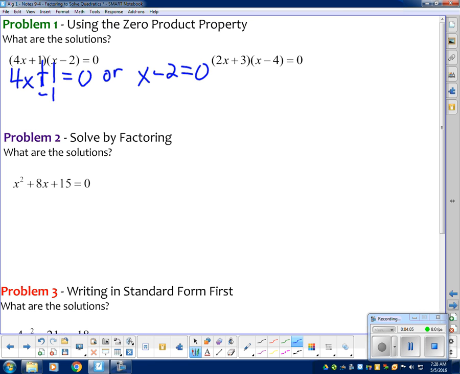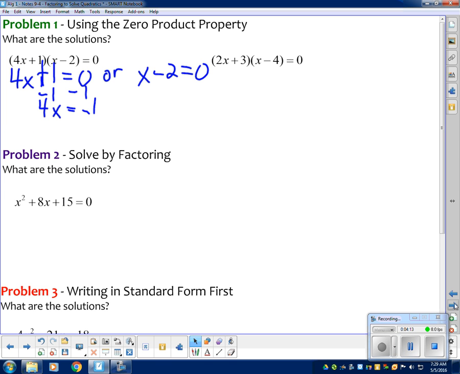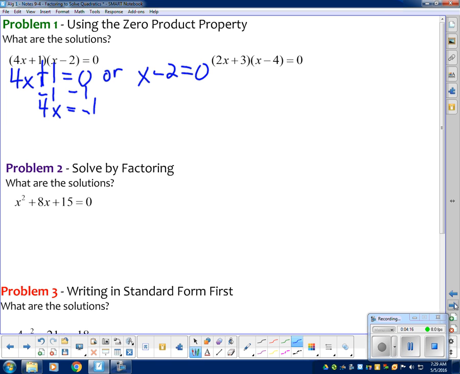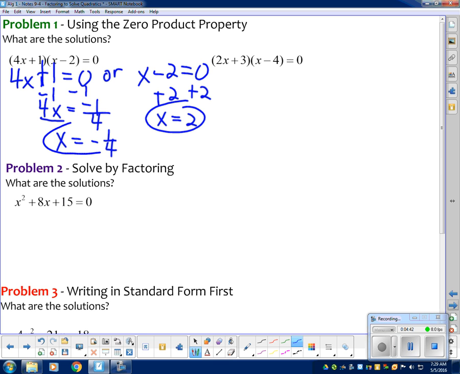This one I'm going to subtract 1 from each side. So I have 4x equals negative 1. Next step is to solve for x, so I'm going to divide each side by 4. So this is 4x equals negative 1. And when I divide by 4, I get my solution. x equals negative 1/4. And over here, if I add 2 to each side, I get x equals 2. And so I'll circle my two solutions. If I were to graph that parabola, those would be the roots.